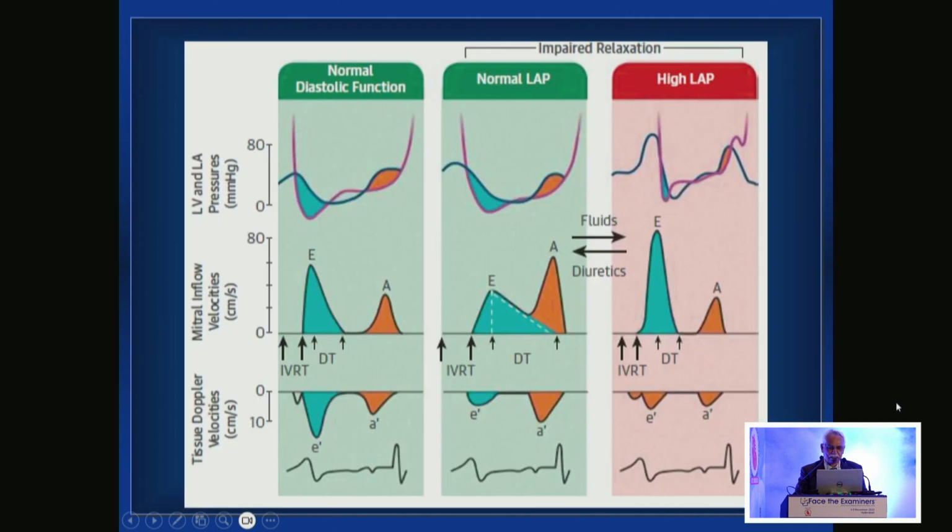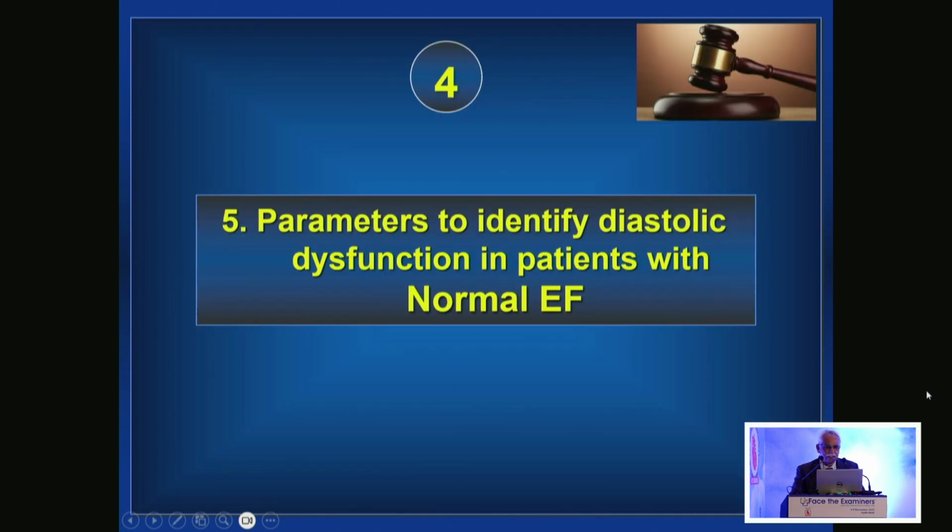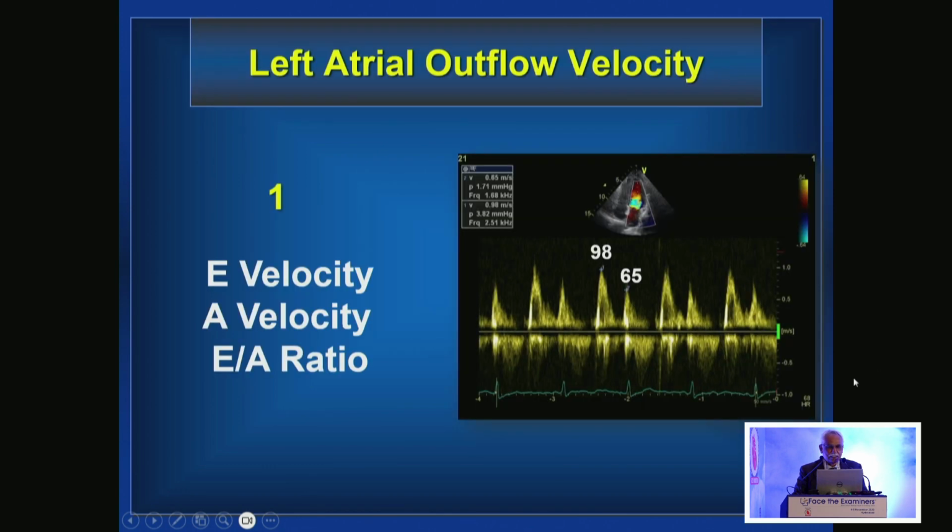Here, when we say diastolic dysfunction with elevated left ventricular pressures, we always mean the left ventricular end diastolic pressures. Okay. What are the parameters to identify diastolic dysfunction in patients with normal ejection fraction? This has been very much simplified now. So look at the left atrial outflow velocity.